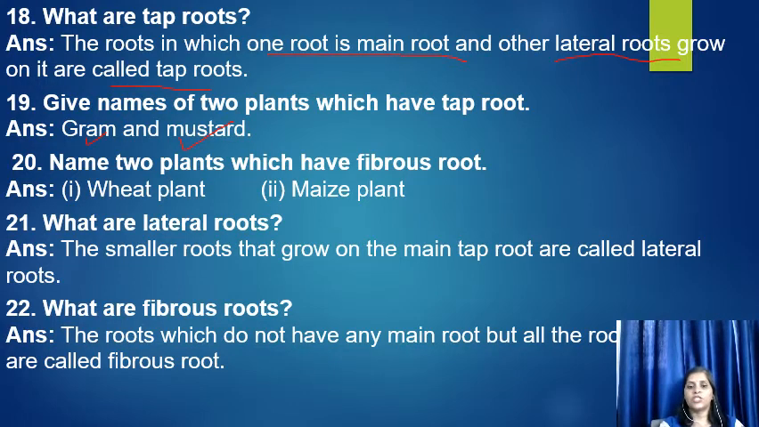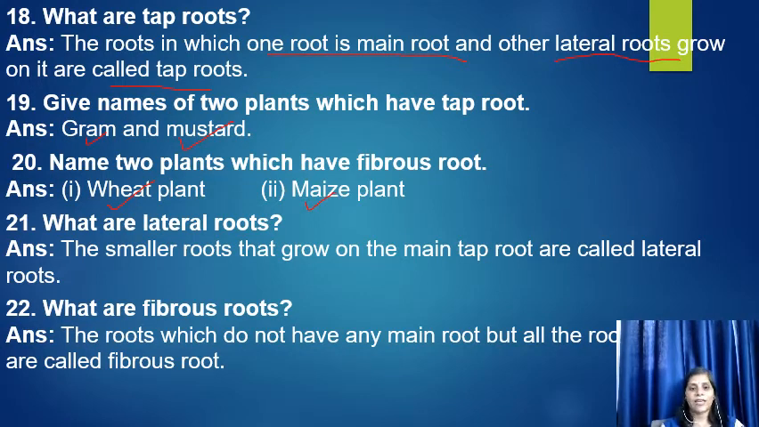Name two plants which have fibrous root. Again, the plants which have parallel venation and the monocotyledon seeds will always have fibrous root. The examples are wheat and maize.